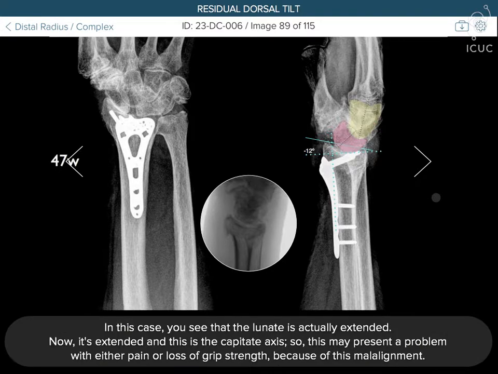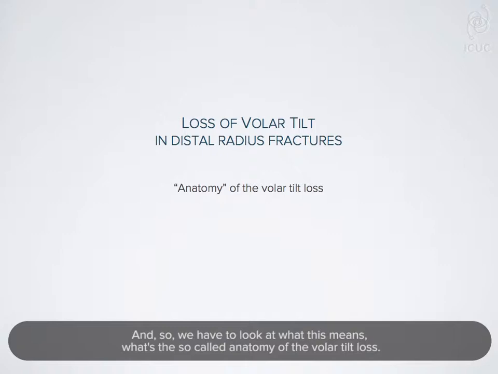In this case, you see that the lunate is actually extended. Now it's extended, and this is the capitate axis. So this may present a problem with either pain or loss of grip strength because of this malalignment. And so we have to look at then what this means. What's the so-called anatomy of the volar tilt loss?